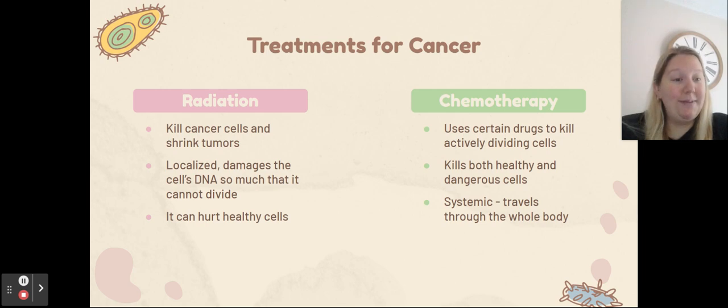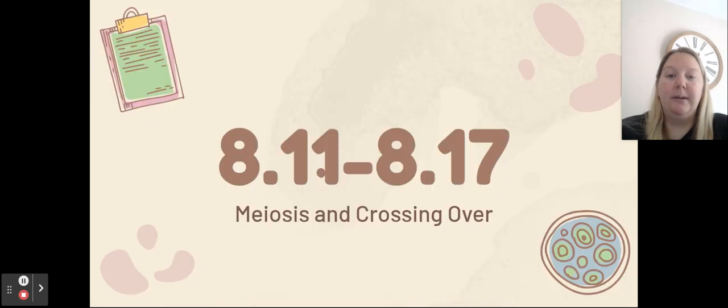Chemotherapy is systemic, meaning that it travels throughout the whole body. It uses certain drugs to kill any cell that is actively dividing, which means that it does also kill healthy and dangerous cells, which is why people who are on chemotherapy lose their hair, their immune system weakens, their nails become brittle, because those are all cells that divide very rapidly. And again, it is systemic, so it travels through the whole body.